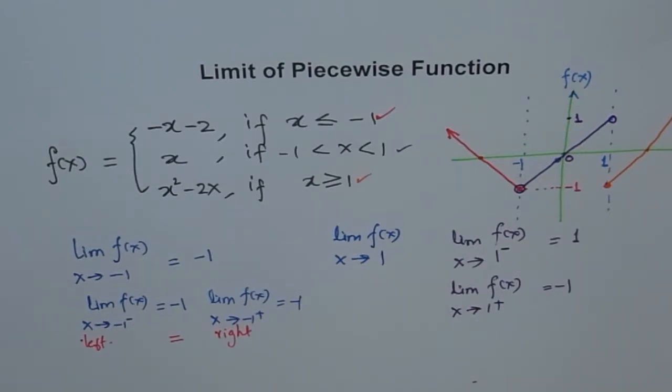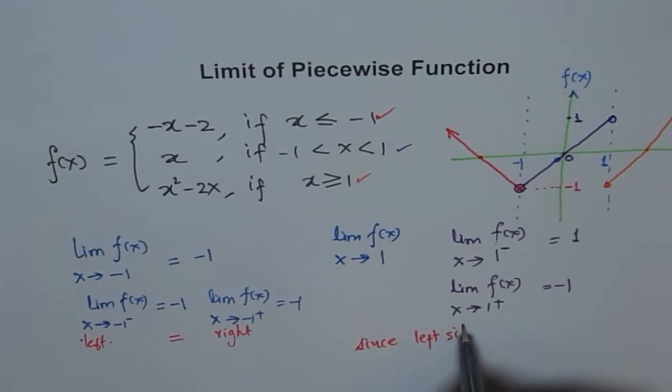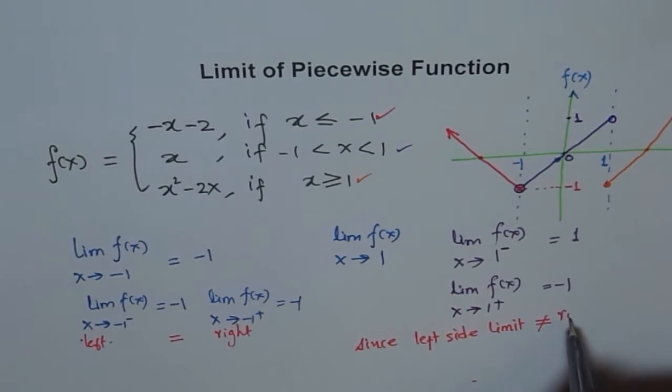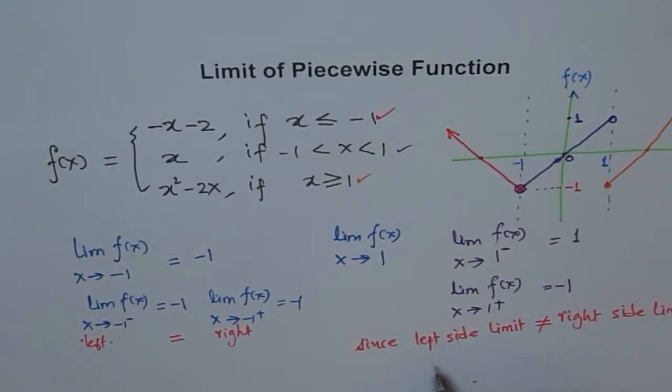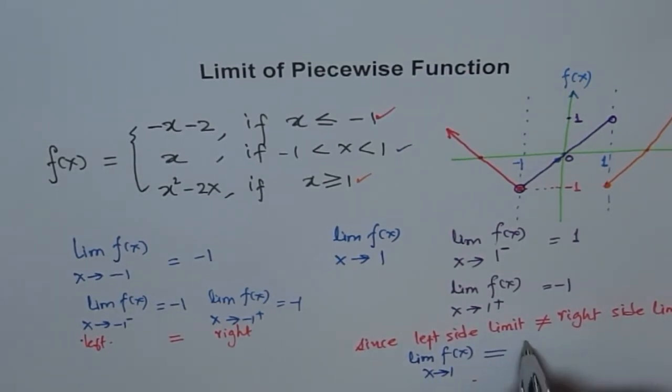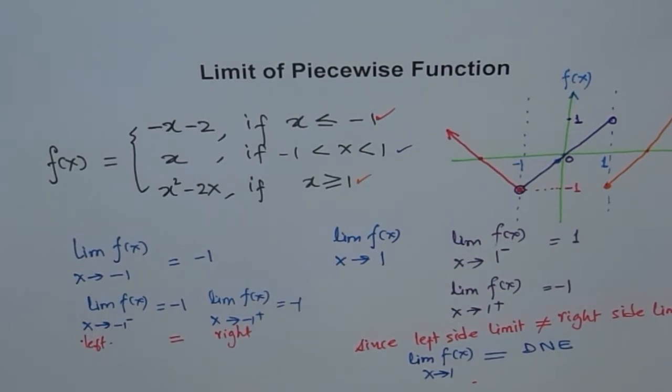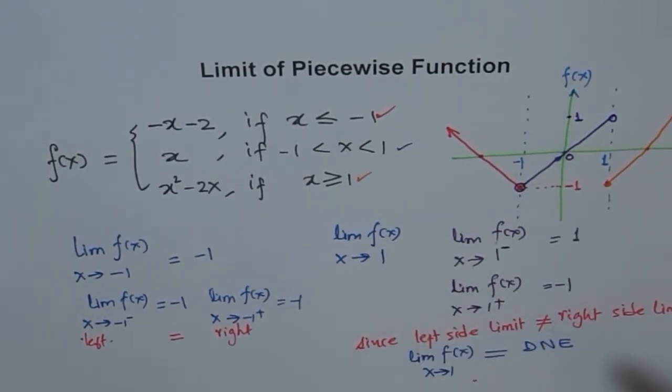So we say since the left side limit is not equal to the right side limit, we say the limit of the function f of x as x approaches 1 does not exist, correct? They have to be exactly the same for the limit to exist, correct?